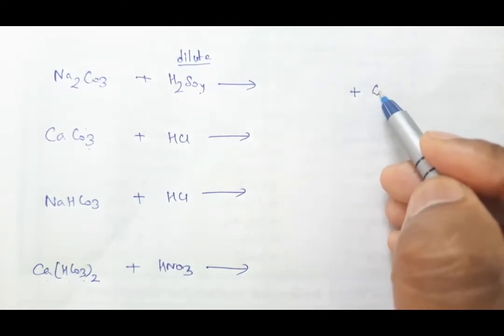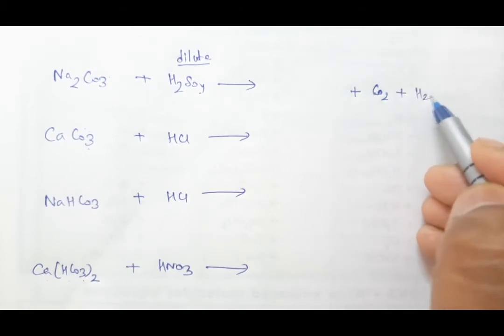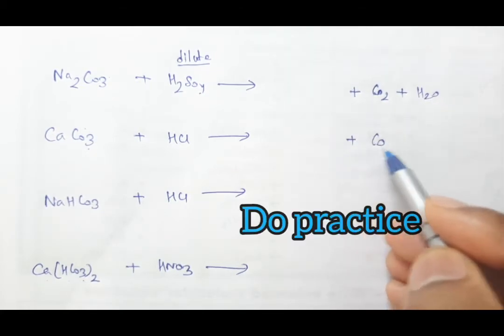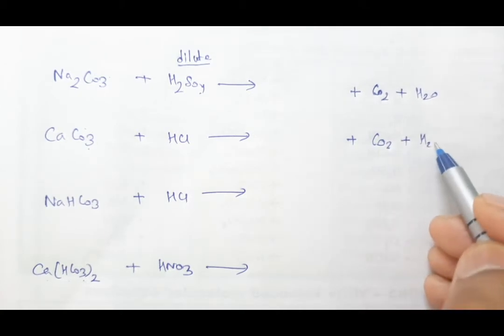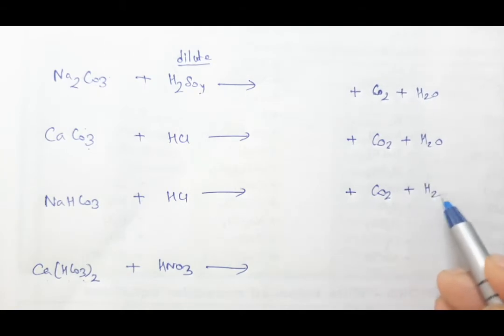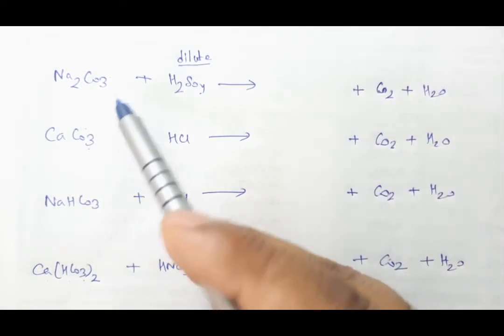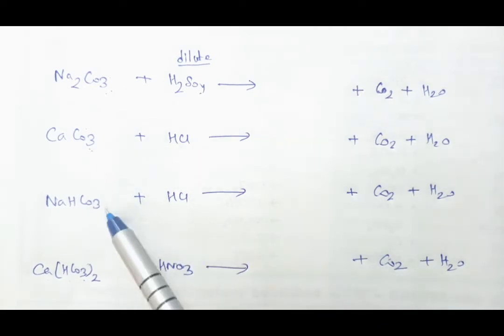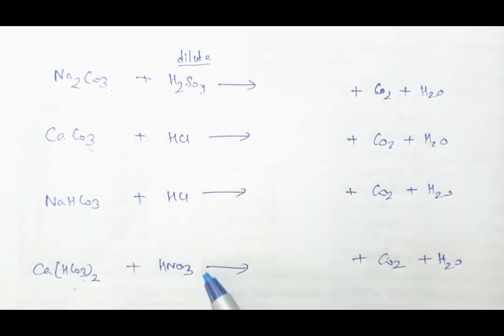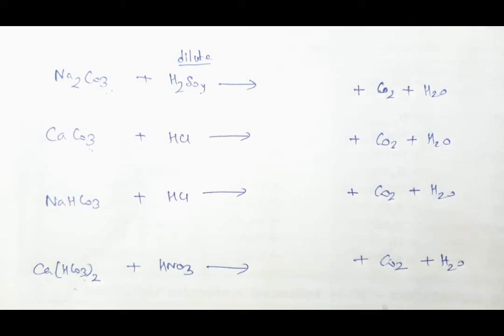One of them you get is carbon dioxide, CO2, plus water vapor. Here also you get carbon dioxide and water vapor. So always remember, students, if this side is carbonate CO3 or bicarbonate HCO3, and it reacts with acids like sulfuric, hydrochloric, and nitric acid, two products will be common: carbon dioxide and water.